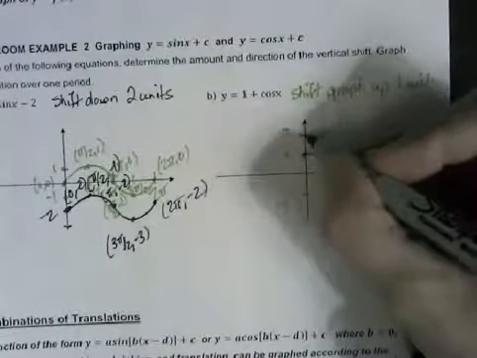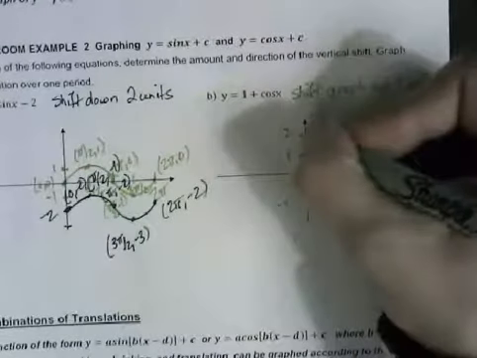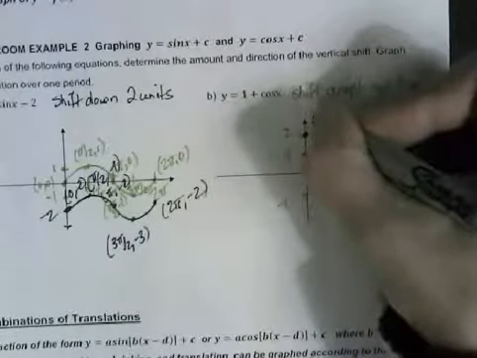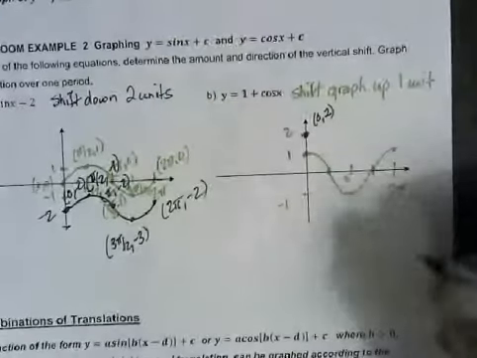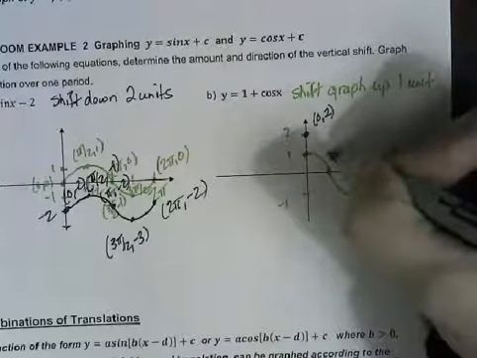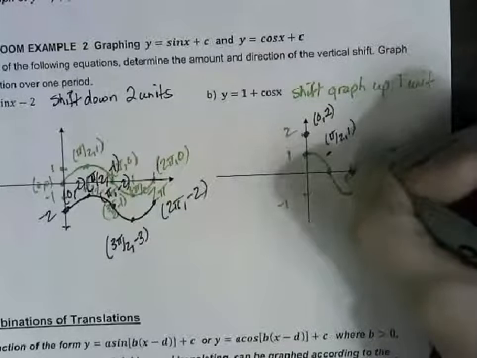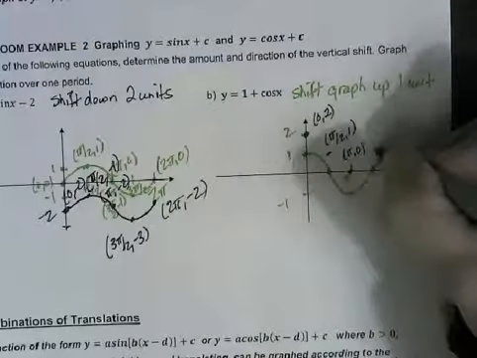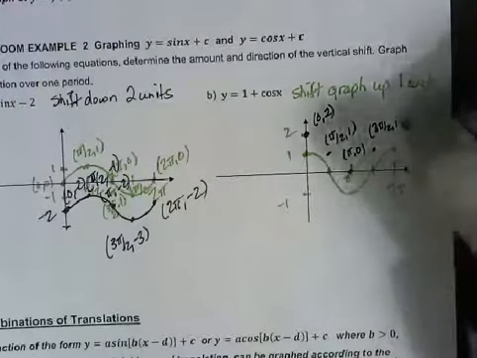For my new graph, it's just going to take each one of these points and move it up by 1 unit. So this point is going to move up so that it's the point 0, 2. This point is going to move up so that the y value is 1. This point is going to move up so that the y value is 0. This one will move up to 1, and this one will move up to 2.